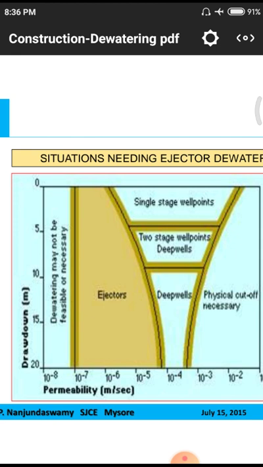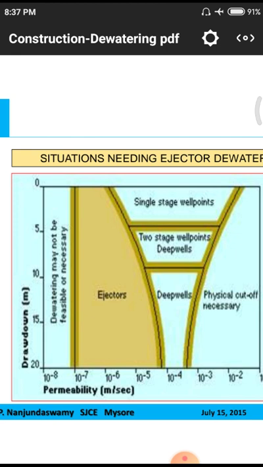This single stage well point we studied at the starting stage of the second chapter, dewatering techniques. In the second chapter, the first topic is single stage well point systems. The second topic is multi-stage well point systems. In those, we studied 2-stage well points, 3-stage well points and multi-stage well point systems depending upon the depth. After that, in the previous class, we discussed these deep wells.